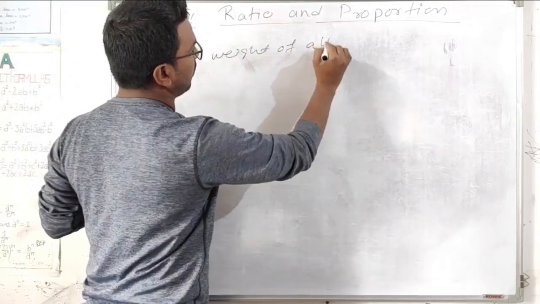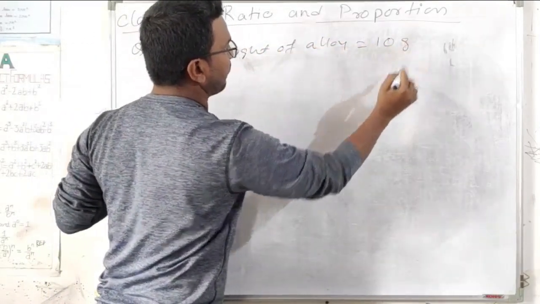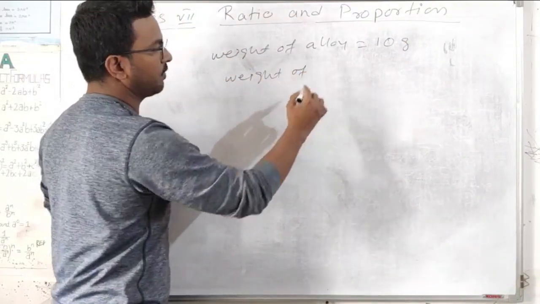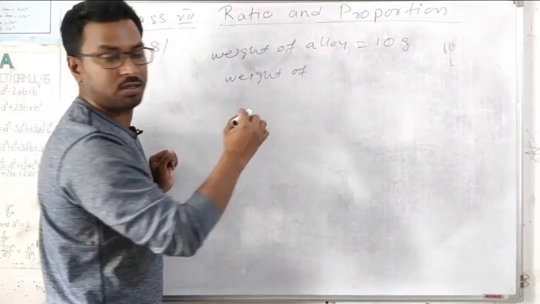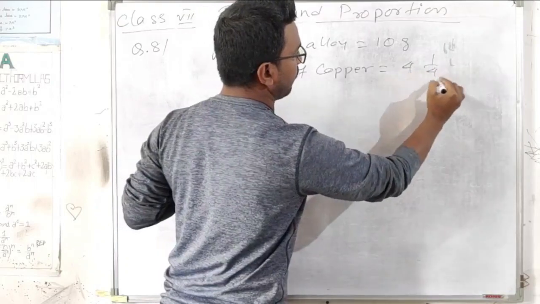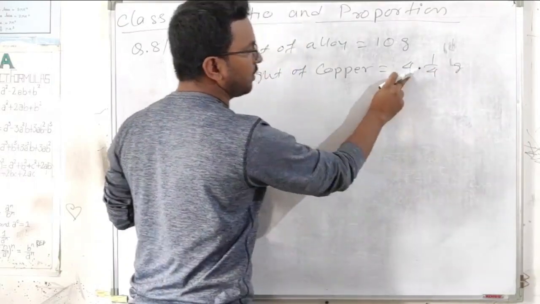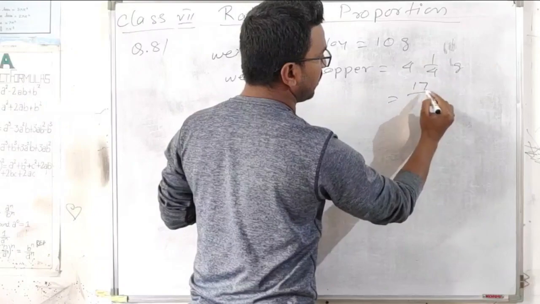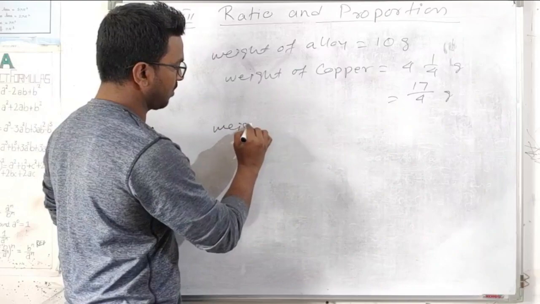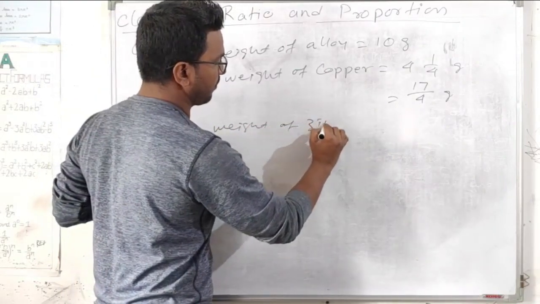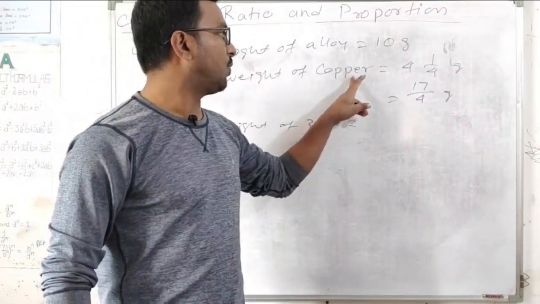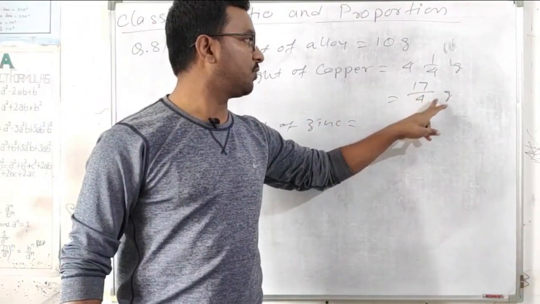Weight of alloy is given 10 gram and weight of copper is given 17/4 gram. It means 4 4s are 16 plus 1 is 17, so 17/4 gram. Okay, so the alloy is made up of copper and zinc. So copper weight is 17/4 gram.